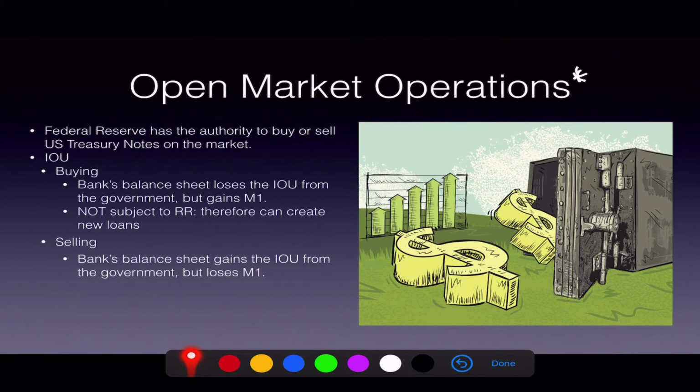So the opposite can be examined as well. If the Federal Reserve sells a bond to a bank, the bank can use assets that it has to take on this bond, and that's going to decrease the amount of excess reserves that the bank has, and that's going to decrease the money supply. So one way that I think is easy to remember that is that if the Federal Reserve is buying bonds, the money supply gets bigger. And if the Federal Reserve is selling bonds, the money supply gets smaller.